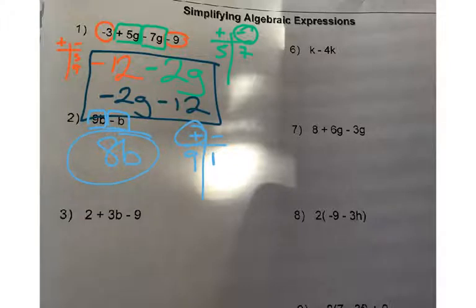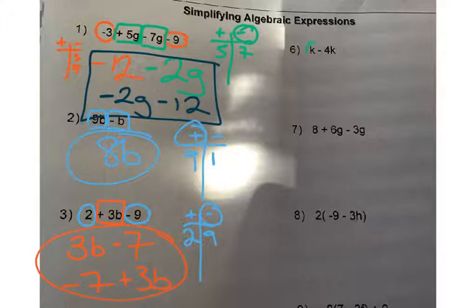For number 3, starting at my first term, do I have any other just numbers? Yes, I do. 2 positives and 9 negatives. The negative team wins by 7 points. Do I have any other variables that are just a B? Nope. So I have 3B minus 7 or -7 plus 3B. Either of those is acceptable.